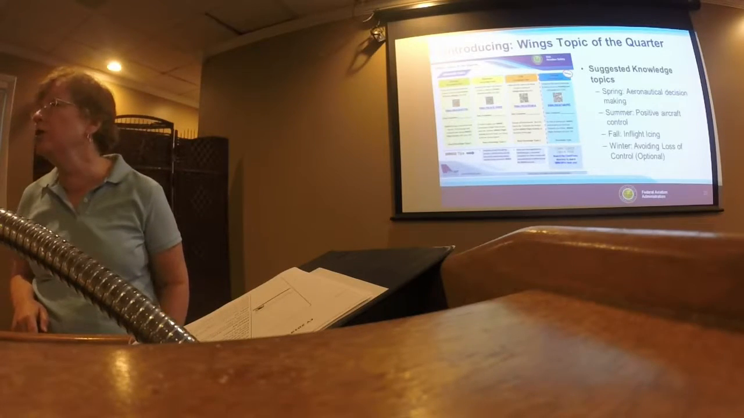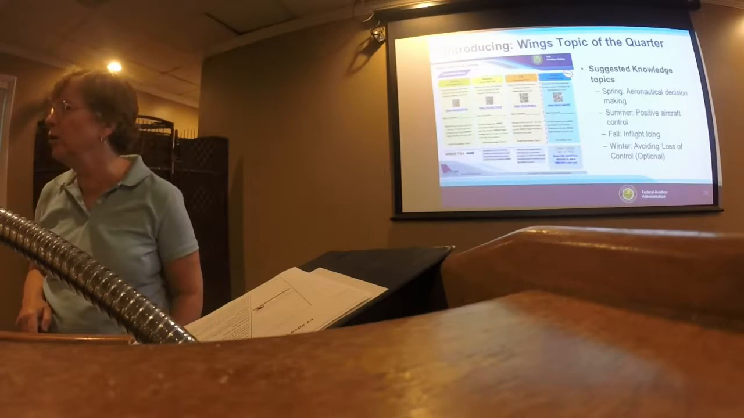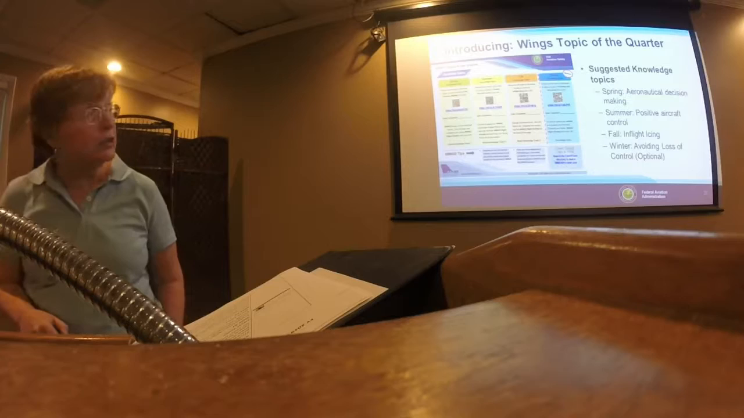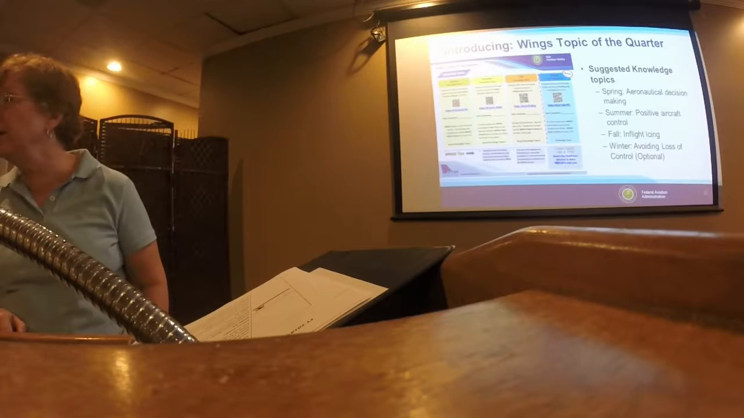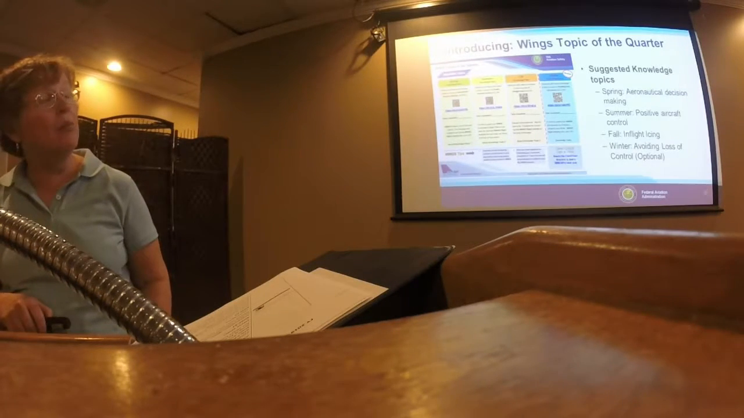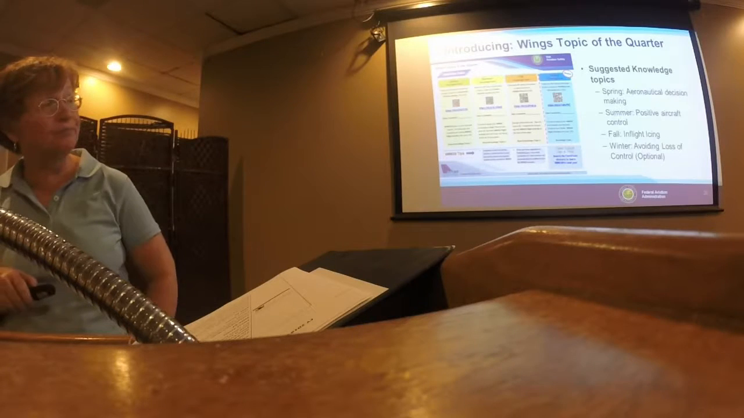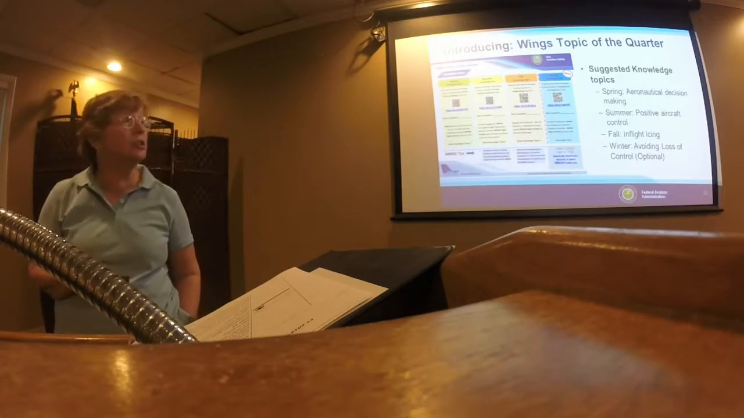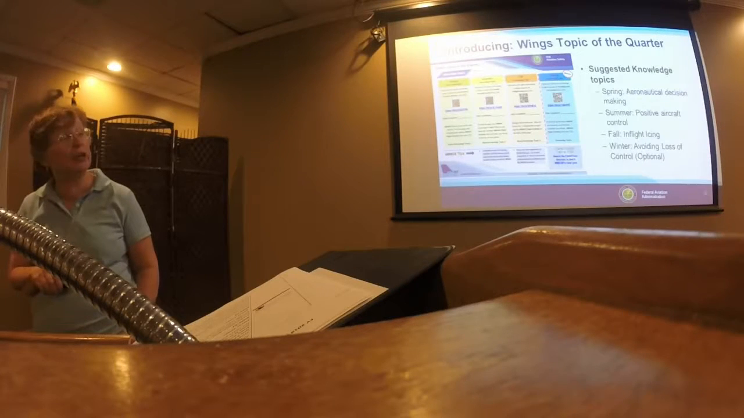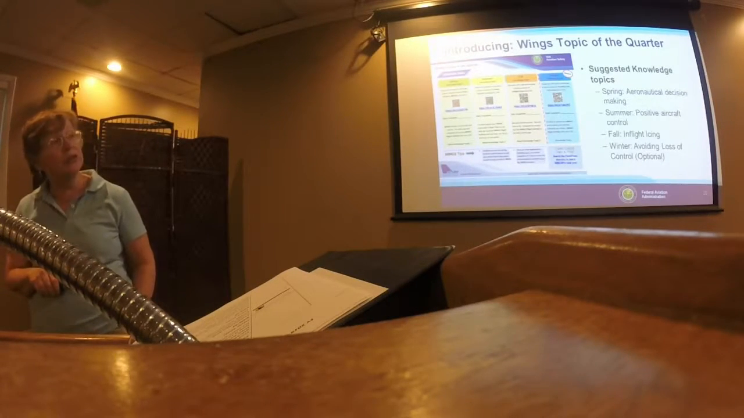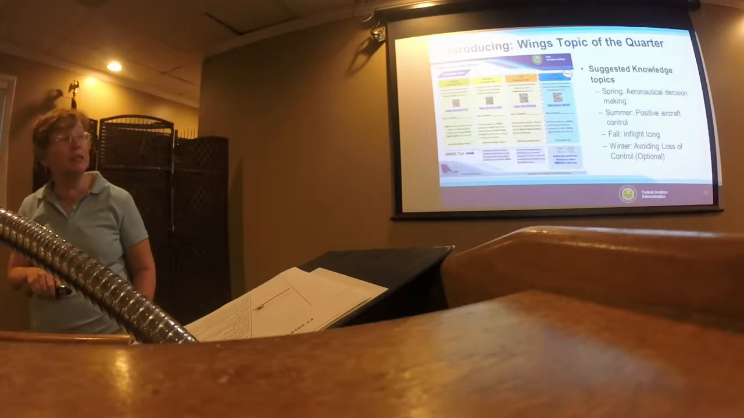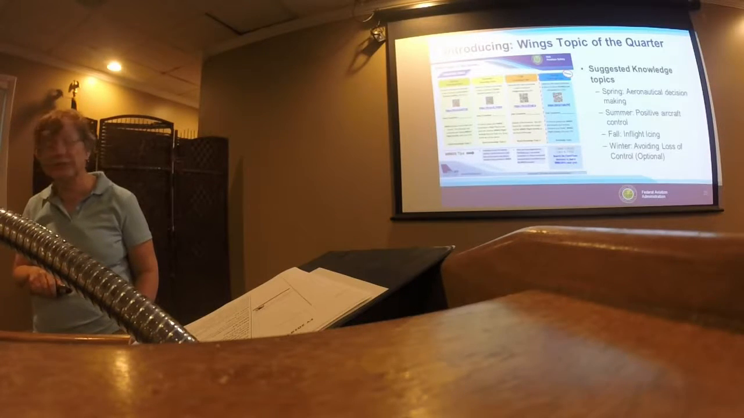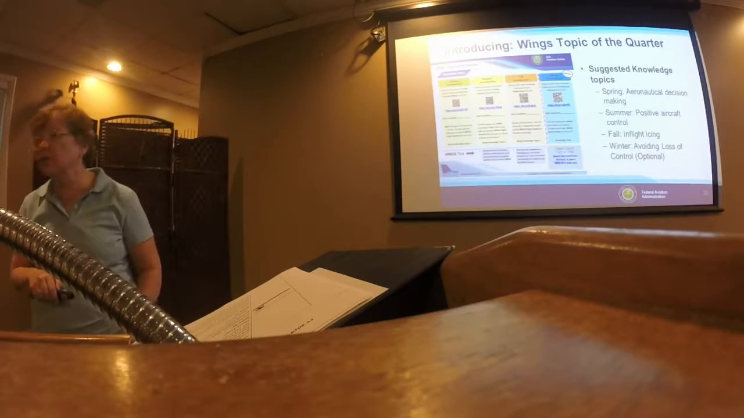In other words, you could do enough flight activity during your annual check to qualify for the 3 activities. So they're suggesting do one section every month, every 3 months, every quarter. And their suggestion is aeronautical decision making in spring. This is the online courses. In summer, you have positive aircraft control. In fall, in-flight icing. And then winter, which is optional, would be avoiding loss of control.